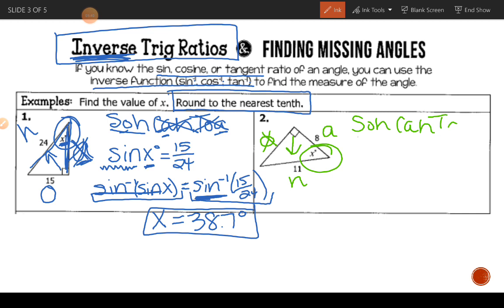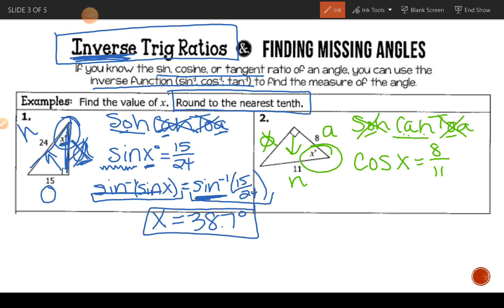So if we write our SOHCAHTOA, we're not using sine because sine has opposite. We're not using TOA or tangent because tangent has opposite. So we're going to be using cosine. We're going to set this up as cosine of the angle is equal to, now cosine is adjacent over hypotenuse. So it's going to be 8 over 11.